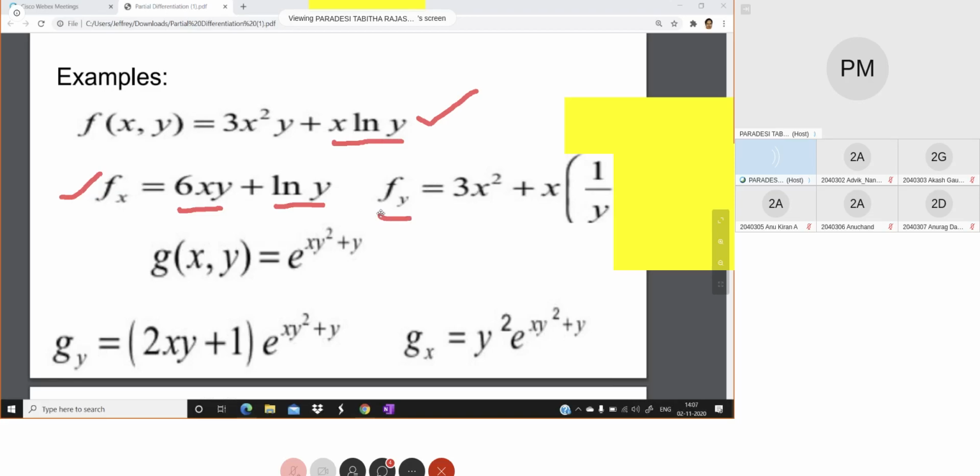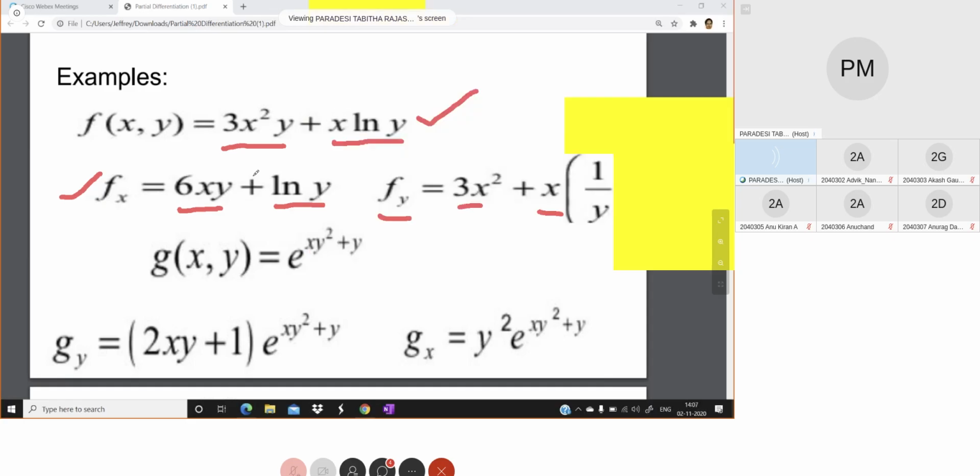Differentiating with respect to y, look at the first term. With respect to y, 3x square is a constant. You write it as it is, and the derivative of y is 1. And the second term, x log y: the partial derivative of log y is 1 by y, and x is a constant multiplied to log y. That is why you get your second term. So this is about the function in two variables.